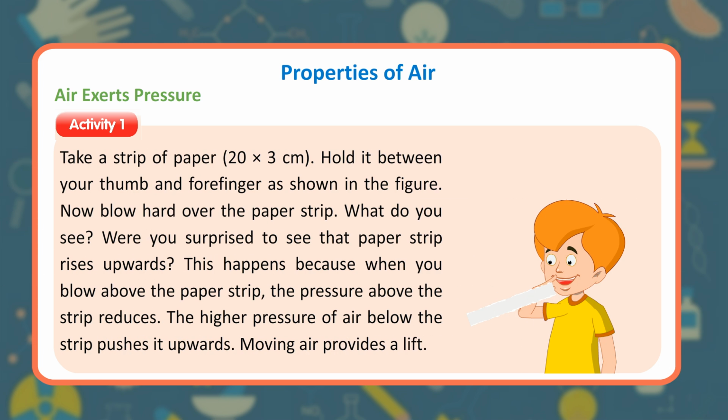Activity. Take a strip of paper, 20 × 3 cm. Hold it between your thumb and forefinger as shown in the figure. Now blow hard over the paper strip. What do you see? Were you surprised to see that paper strip rises upwards? This happens because when you blow above the paper strip, the pressure above the strip reduces. The higher pressure of air below the strip pushes it upwards. Moving air provides a lift.